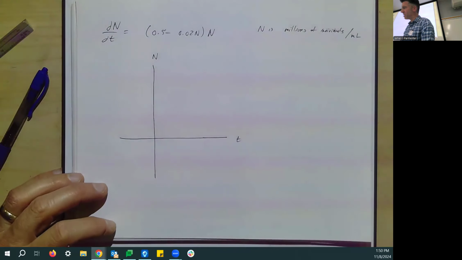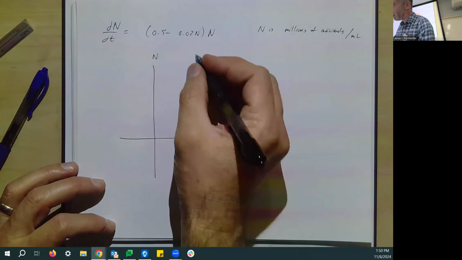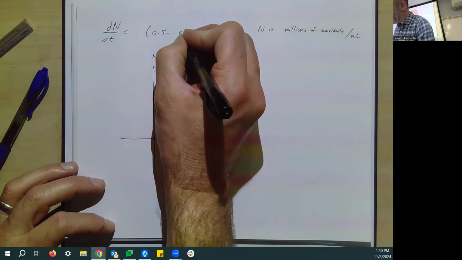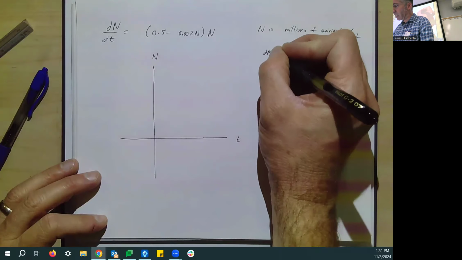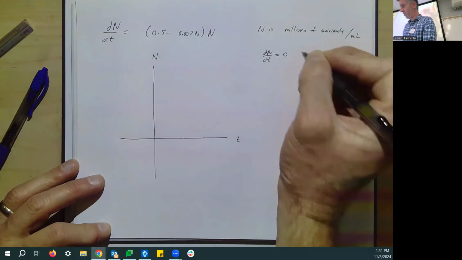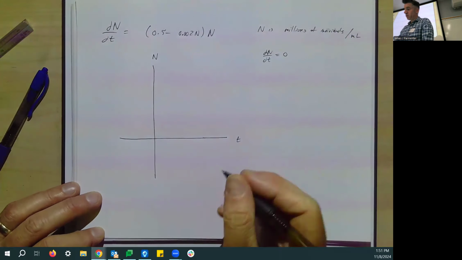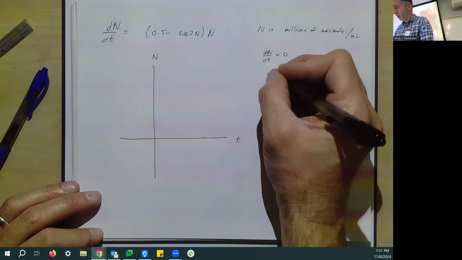I'm wondering if I have the right number of decimals. I missed a decimal there, sorry. 0.002. I might start before I do any of this by thinking about finding your equilibria. In other words, I'm going to think about where dn/dt is equal to 0. Certainly, one of the things that makes it 0 is going to be n equal to 0.